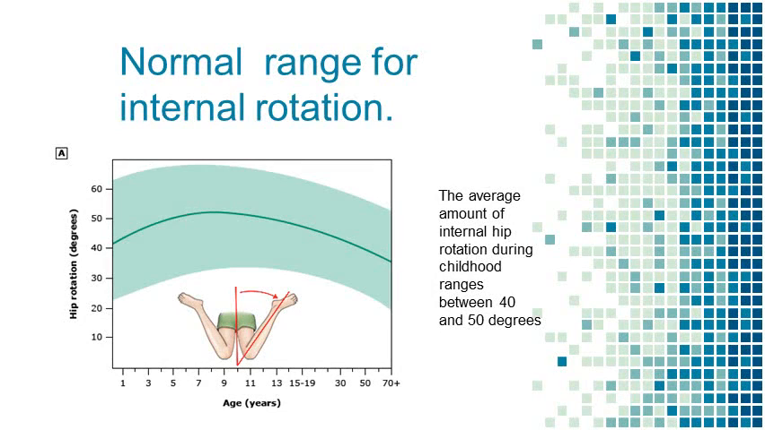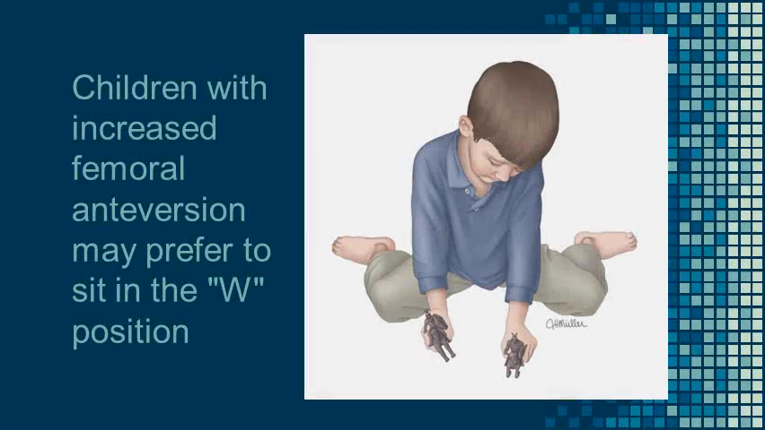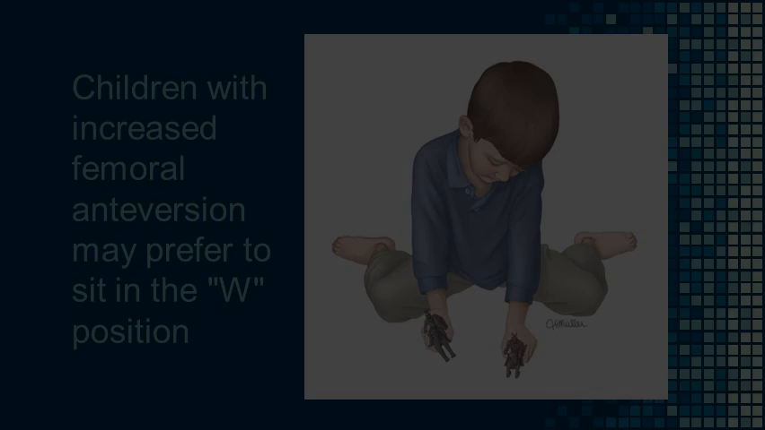The normal range of internal rotation, the average amount of internal hip rotation during childhood, ranges between 40 and 50 degrees. Patients with increased femoral anteversion may have as much as 90 degrees of internal rotation. That allows the legs to rotate flat against the examination table. Children with increased femoral anteversion may prefer to sit in the W position.